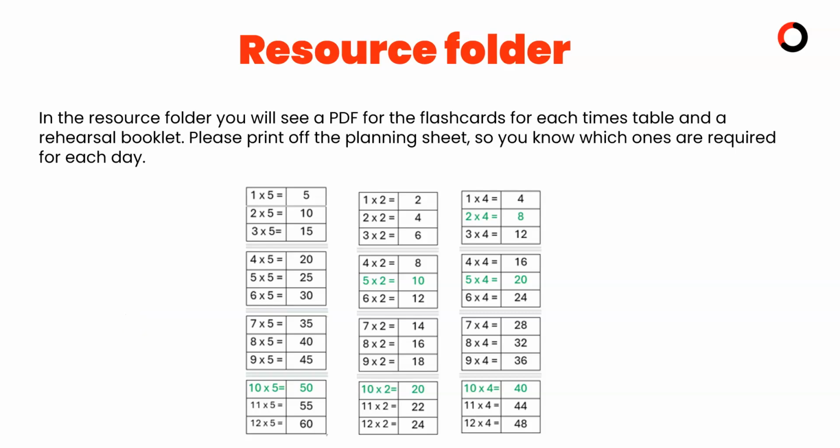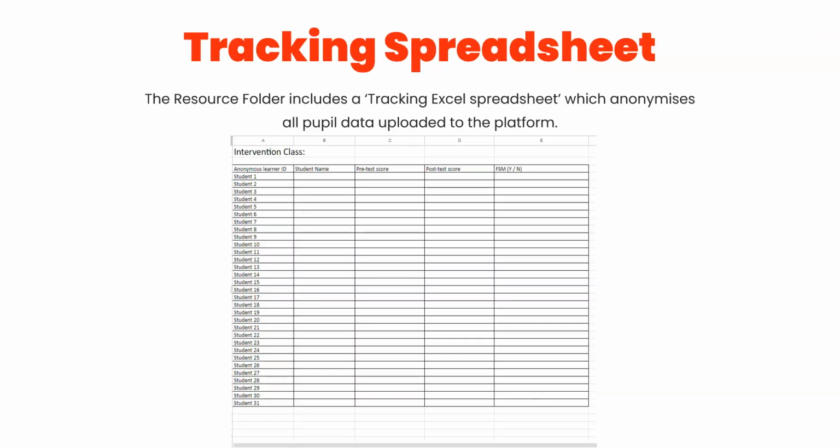So in the resource folder, you will also see the PDF of the flashcards for each times table and a rehearsal booklet. Make sure you print these off with a planning sheet for the ones that you require for the duration of the trial. You'll also find the tracking spreadsheet, which allows you to link an anonymized student ID to a student in the classes.